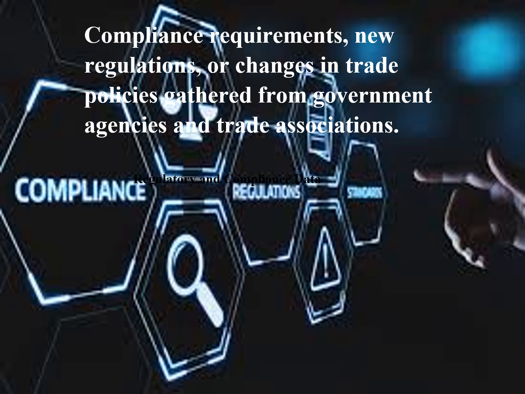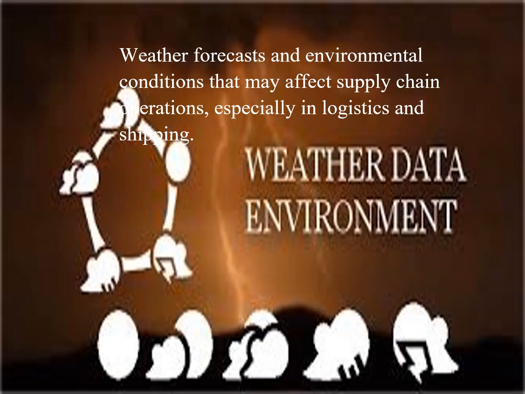Regulatory and compliance data: compliance requirements, new regulations or changes in trade policies gathered from government agencies and trade associations. Weather and environmental data: weather forecasts and environmental conditions that may affect supply chain operations, especially in logistics and shipping. We will get this information from the National Oceanic and Atmospheric Administration or weather.com or other government or environmental agencies.